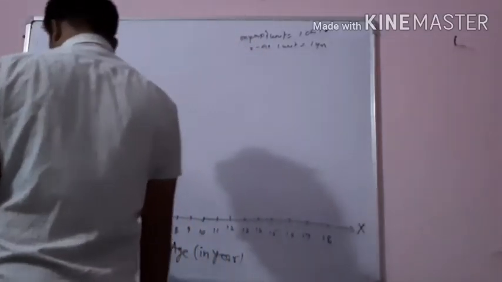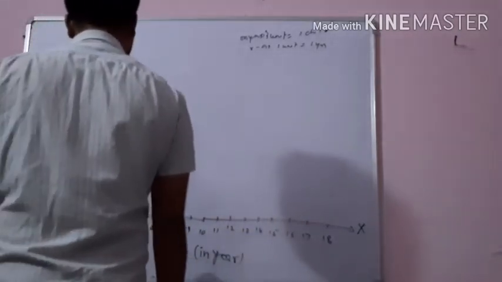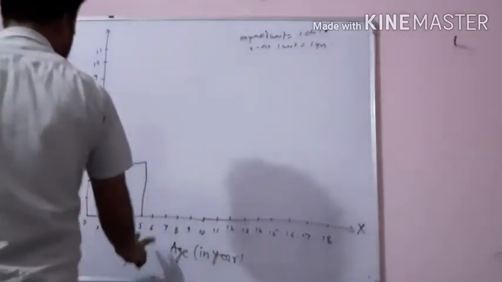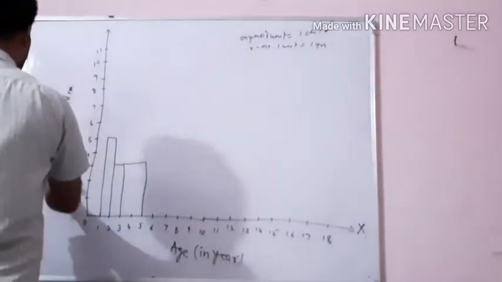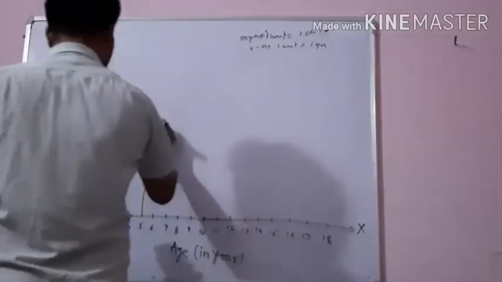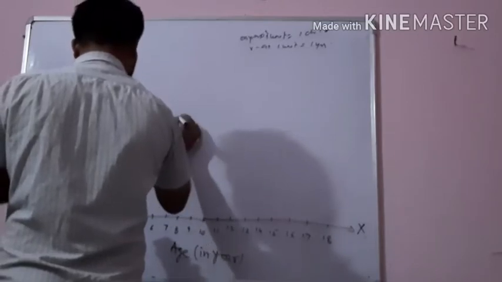Next, 5 to 7 it is 12. So for 5 to 7 the frequency is 12 and the class size is 2. So 12 upon 2 will be 6. So what will be the height here? It will come 6.